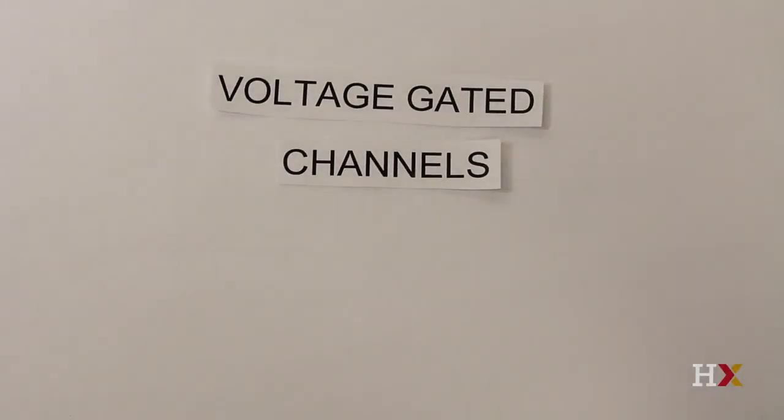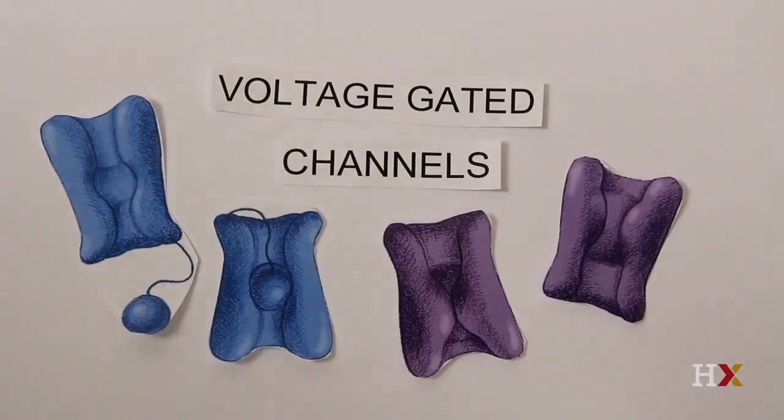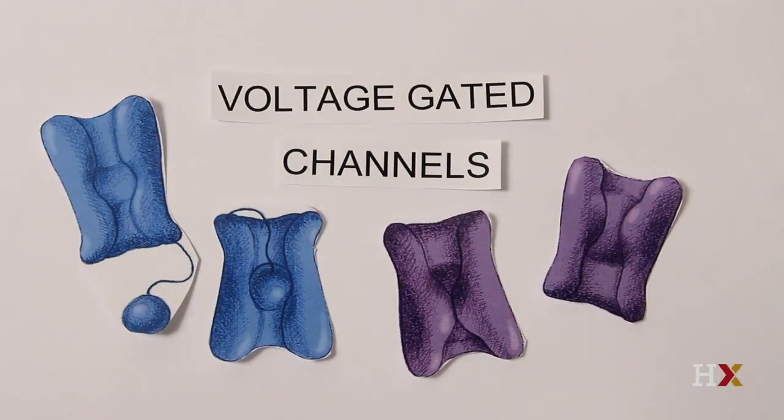Embedded in the membrane, we have a very important set of channels that fit this bill. They're called voltage-gated channels. These channels change in response to their local environment, opening or closing at any given moment depending on the local membrane potential.